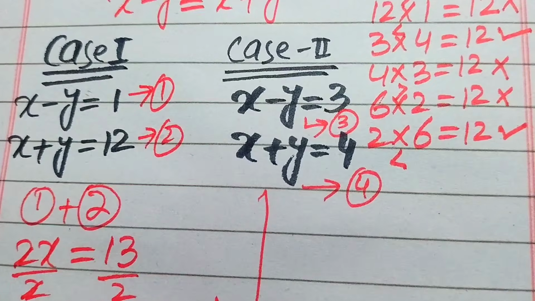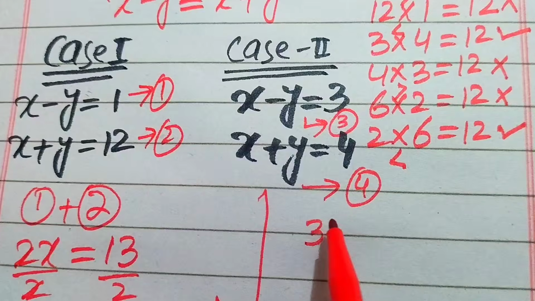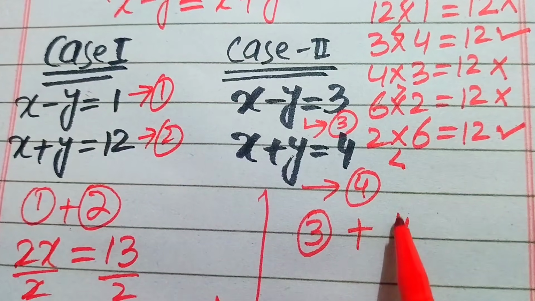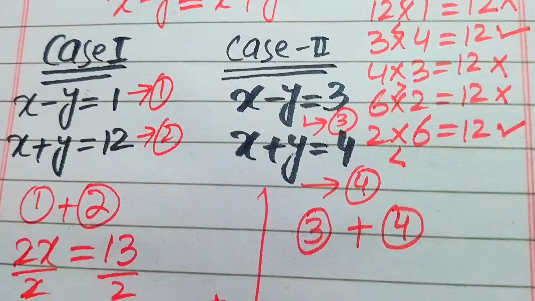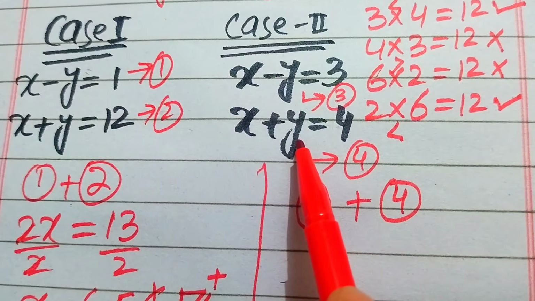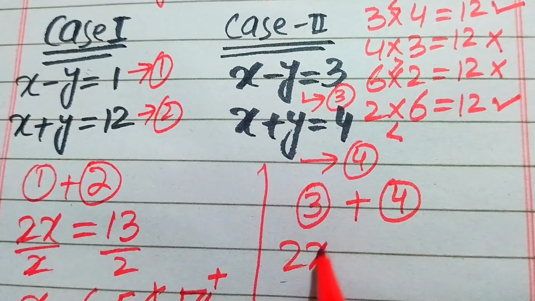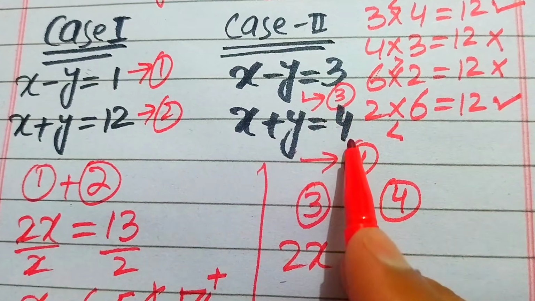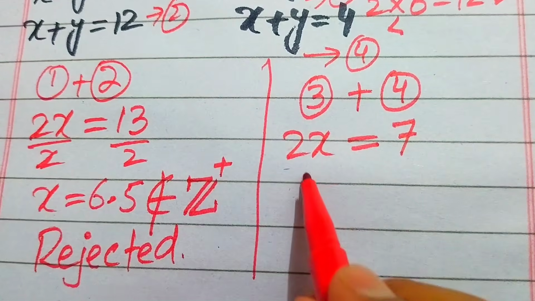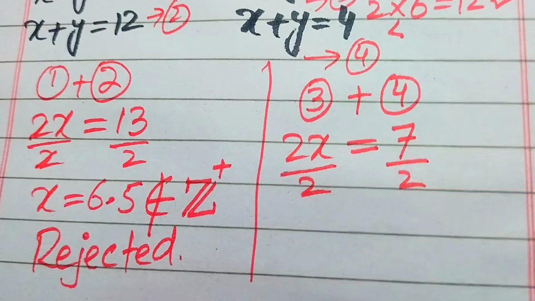And now we proceed to our second case. In the second case, we again sum up equation number 3 and equation number 4. When we add both of these equations, you see that negative y and positive y cancel out each other, and we get x plus x equals 2x, and 3 plus 4 becomes 7. And now again we divide both sides by 2 in order to get the value of x.